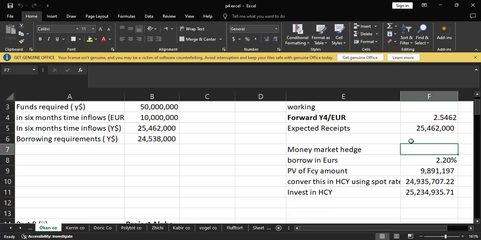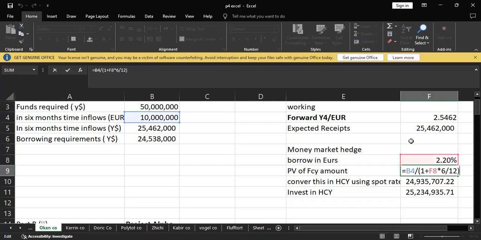Now, if you apply the money market hedging, first of all you have to see whether this is a receipt case or a payment case. Tell me, guys, was this a receipt case or a payment case? This is a receipt case definitely, because as we have sold a subsidiary, we are going to receive the foreign currency. So whenever you have a receipt case, first you have to calculate the present value of the foreign currency.